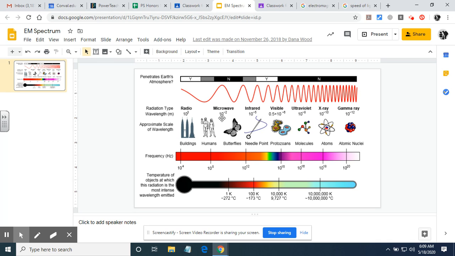The last point that I wanted to make is that humans can only see a very, very small section of the entire electromagnetic spectrum. This tiny little section where I'm mousing over is what we call the visible portion of the spectrum, what we can see with the naked eye. We know that these other types of electromagnetic waves exist, but we simply can't see them without special tools. I think that pretty much covers it.